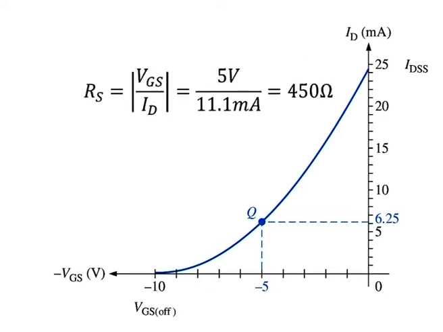Now we determine RS using the equation as given here, where RS is equal to VGS over ID. Substituting the values, we get RS equal to 450 ohms.